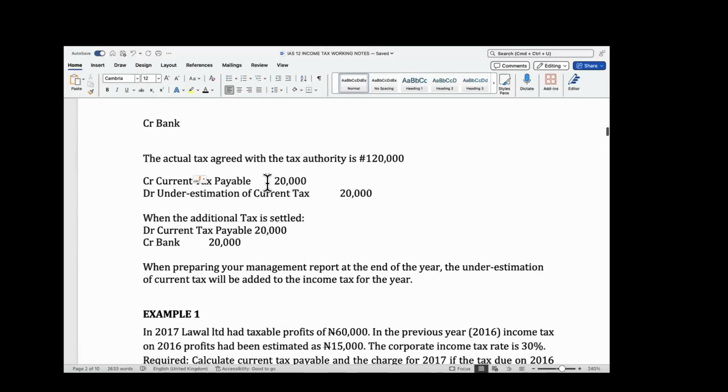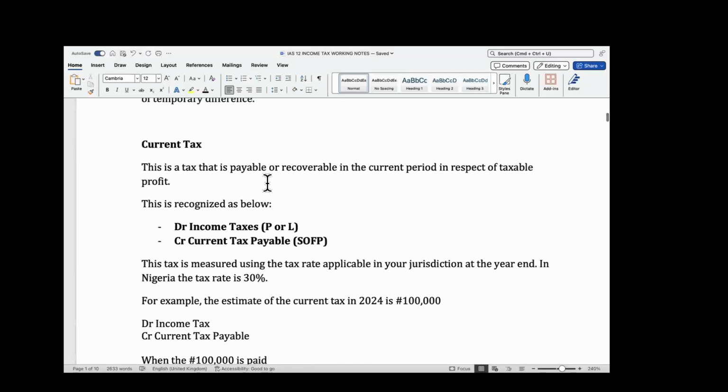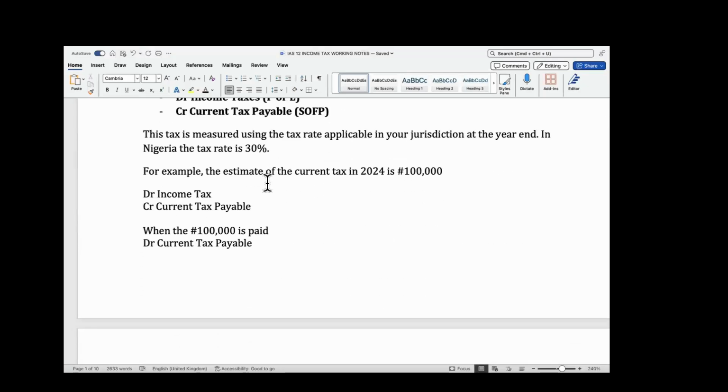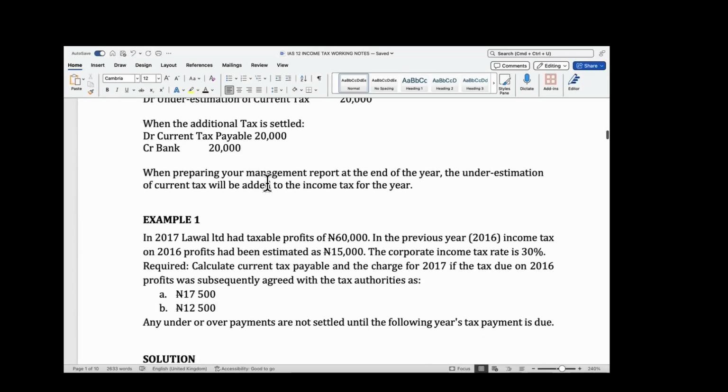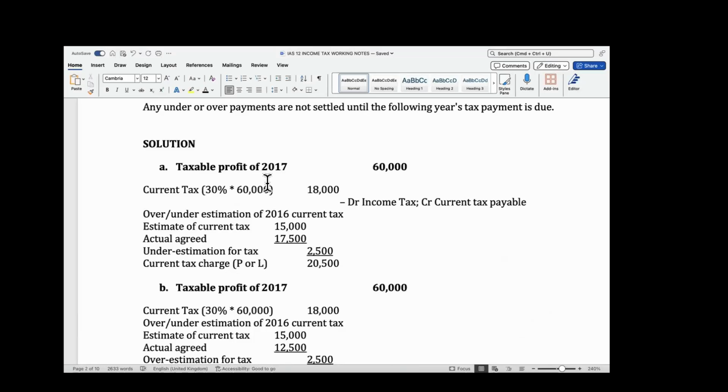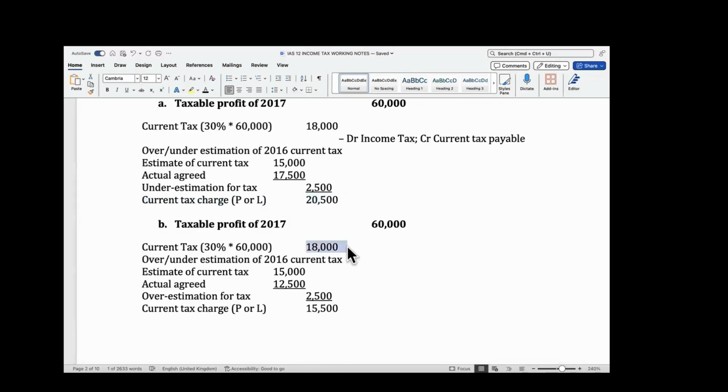Alternatively, I've given you all the debit and credit because it's important accountants are able to speak in debit and credit, which is why I always start with that. Then in your exams, when they ask you things like this, don't start flying debit and credit around, because most of the time they will just ask you what goes to P&L and what goes to the statement of financial position. Which is why I'm emphasizing that based on this question, in scenario A, it's 20,500 that goes to P&L, while it is 18,000 that goes to the statement of financial position. Scenario B is the same case. It is 18,000 for the statement of financial position, 15,500 for the statement of profit or loss.